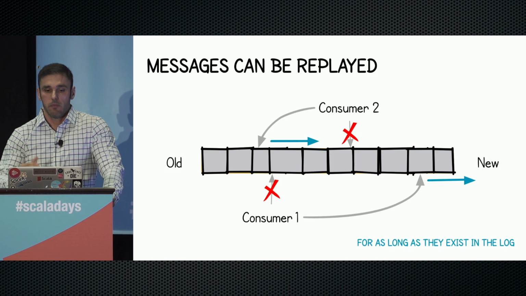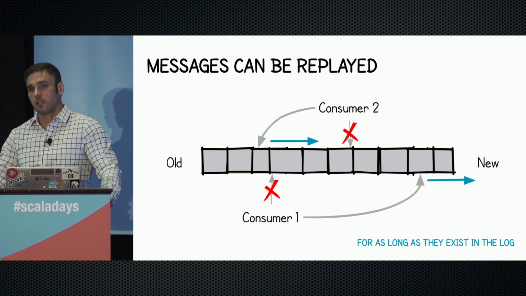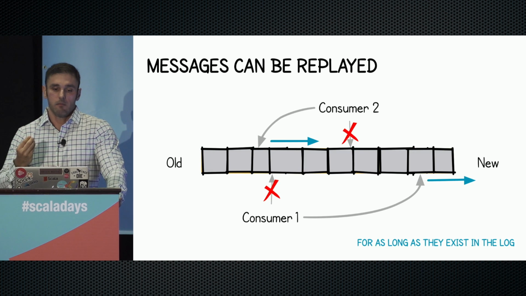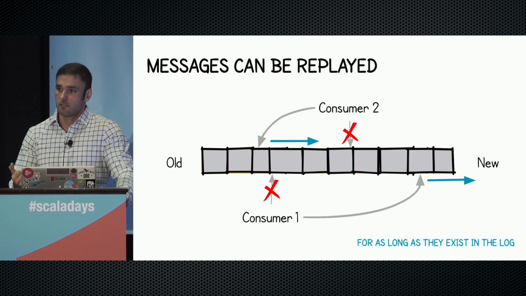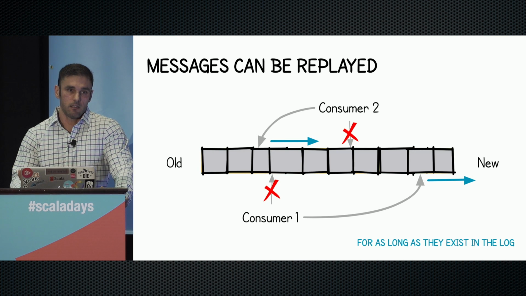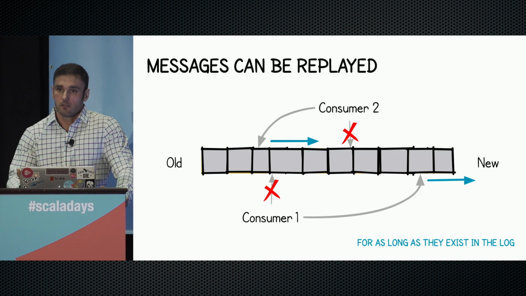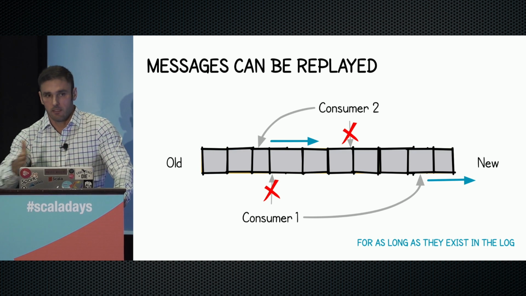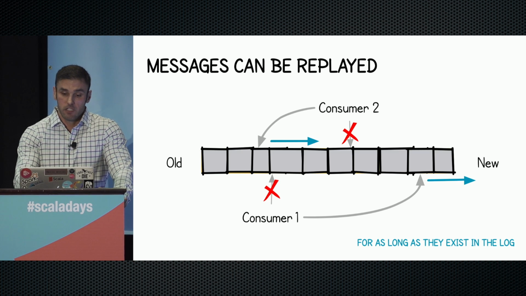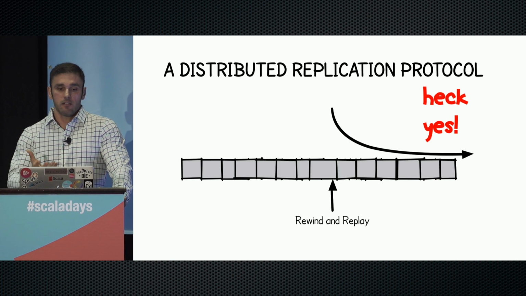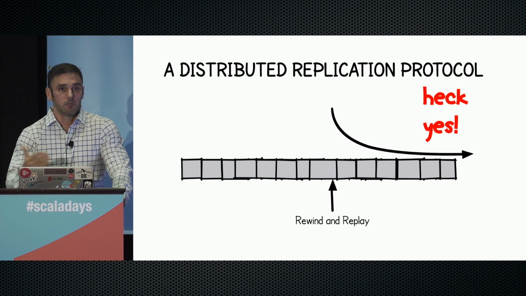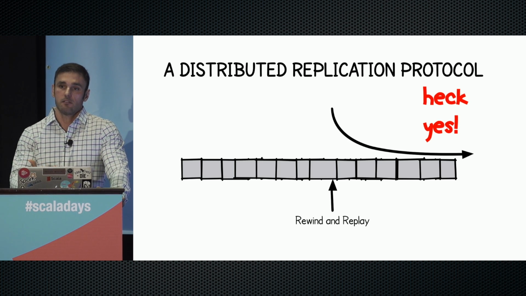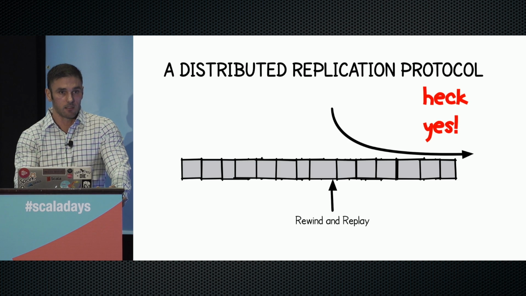Now, the cool thing that makes Kafka really special for these use cases that we're talking about today is that messages can be replayed, in the sense that when a consumer consumes a message from the topic, it doesn't get deleted. It's always there. So I can come back later and replay the topic, replay the log again. And because of that, we can use Kafka as a distributed replication protocol engine, because we can do the rewind and replay for as long as the messages are present in the log.